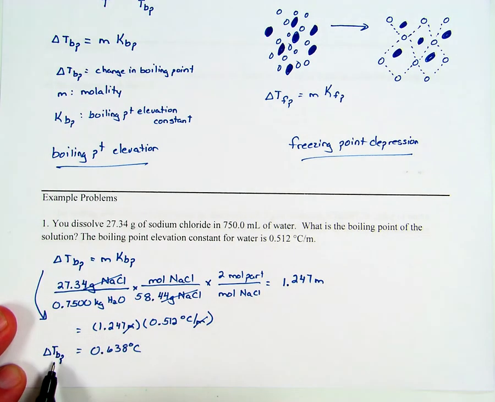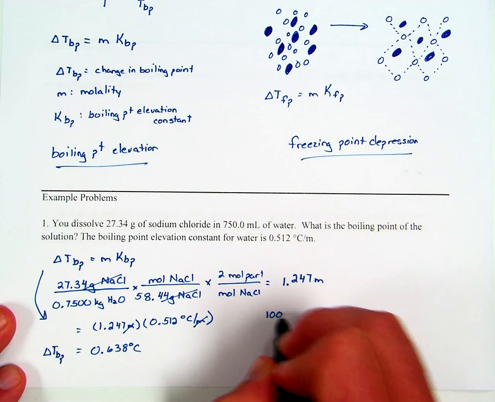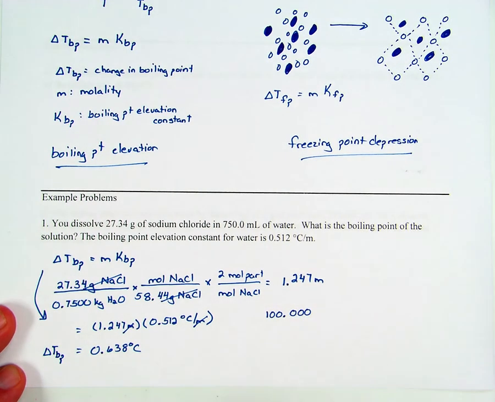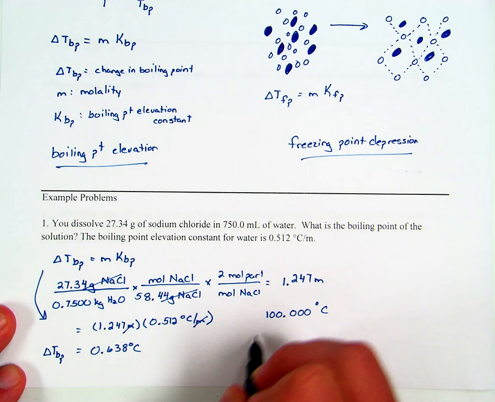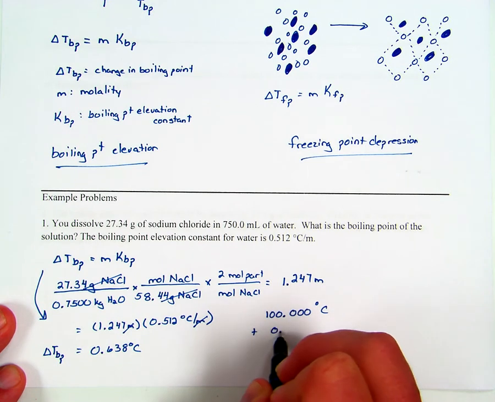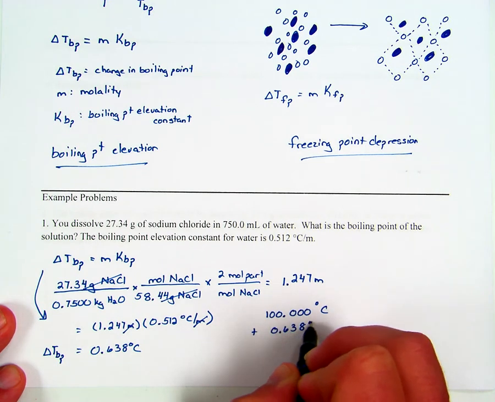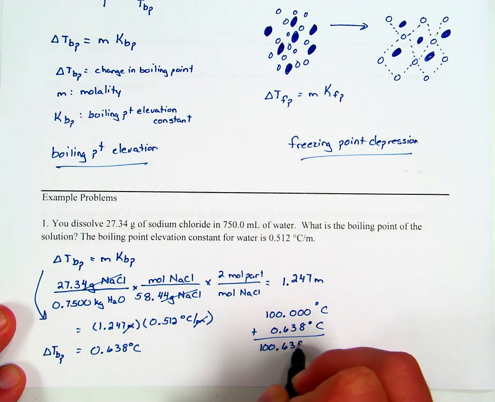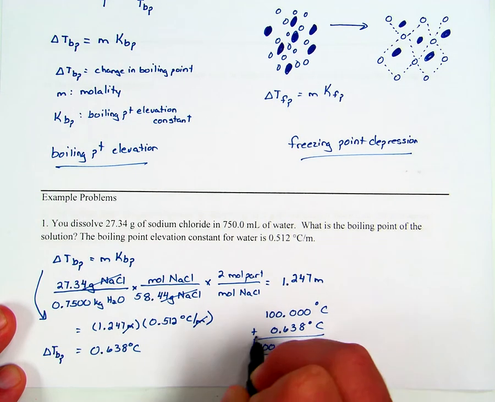This is not the answer. I need to consider what the boiling point of pure water is. Well, we know that the boiling point of pure water is exactly 100 degrees Celsius, so 100.000 degrees Celsius, plus that change that it went up by. This gives you a boiling point of 100.638 degrees Celsius. And there's our answer. Boiling point elevation.